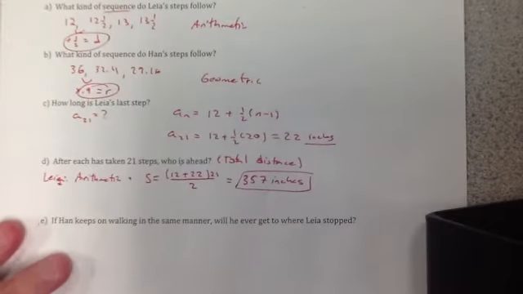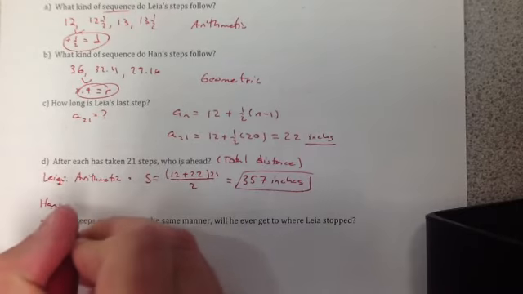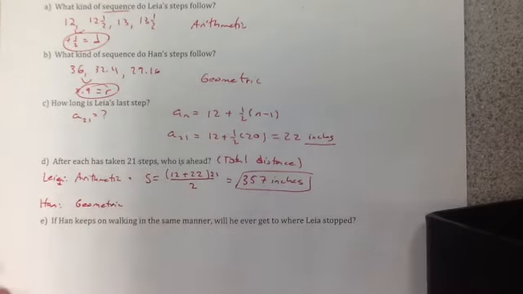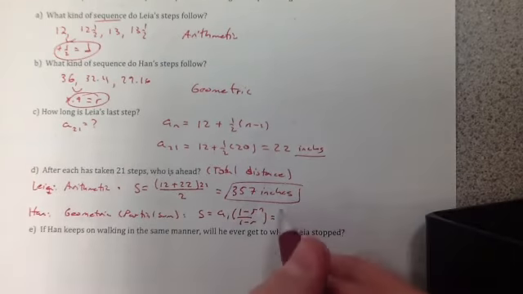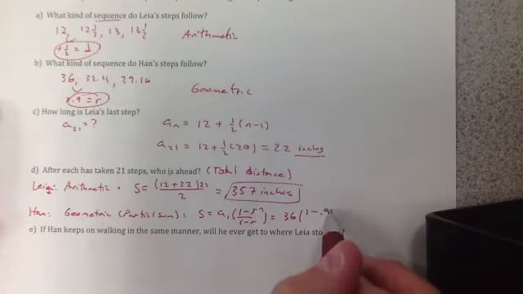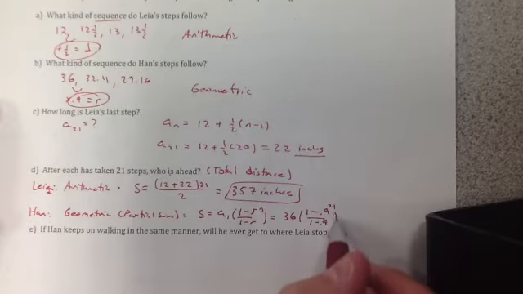Now, for Han's, it was geometric. But be careful, for geometric we had two formulas. In this case, it is a partial sum. And the formula for that, S equals the first term times 1 minus r to the n over 1 minus r. So Han's first step, remember, was 36 inches, times 1 minus his rate, 0.9 to the 21st over 1 minus 0.9.